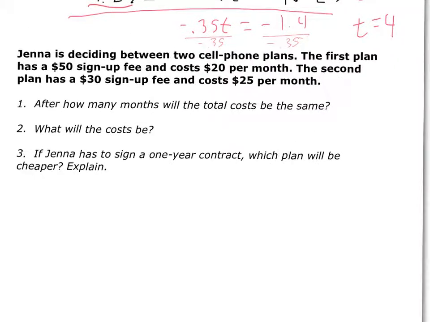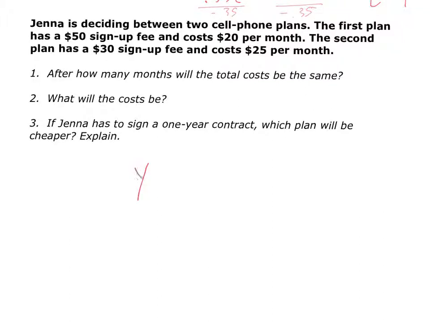So the first one says that they have a $50 sign-up fee and cost $20 per month. Your y-intercept is always your sign-up fee, so it says $50 sign-up fee. And how much does it say per month? Well, we know it's $20 per month, so we have 20x. The second plan has a $30 sign-up fee and costs $25 per month. So this time it's a $30 setup fee, and it's $25 per month.